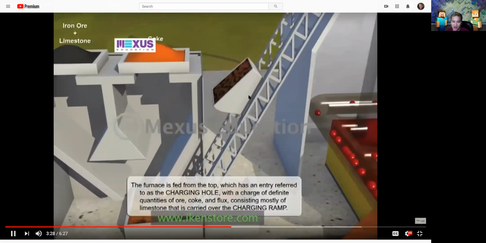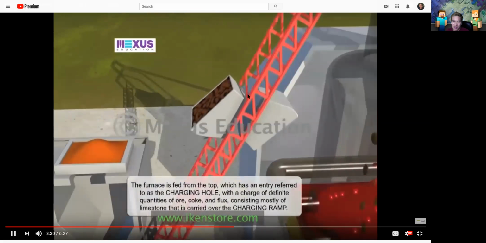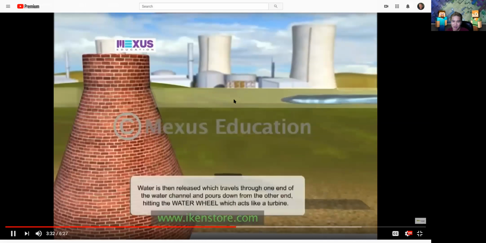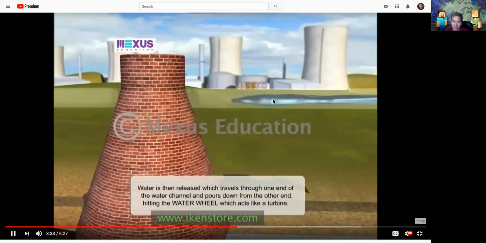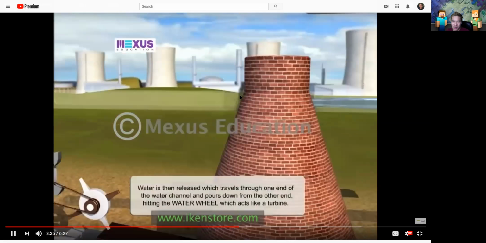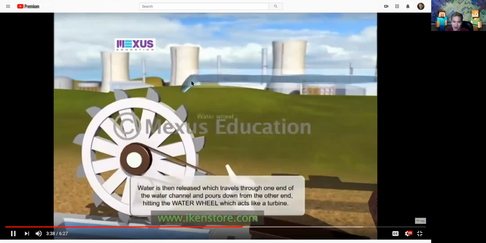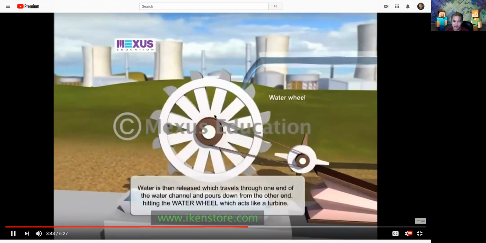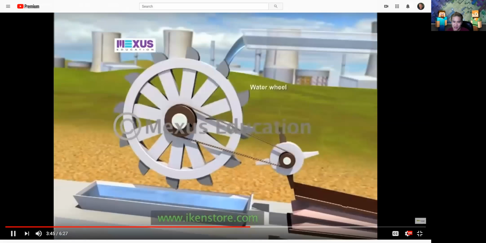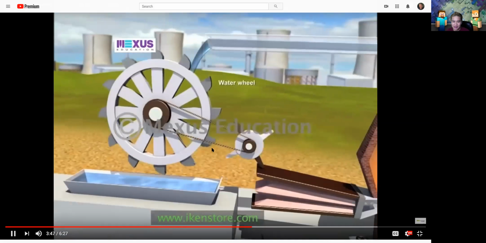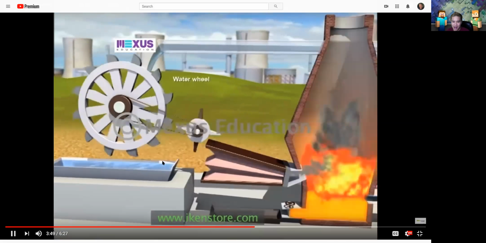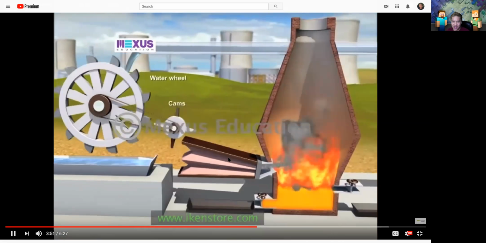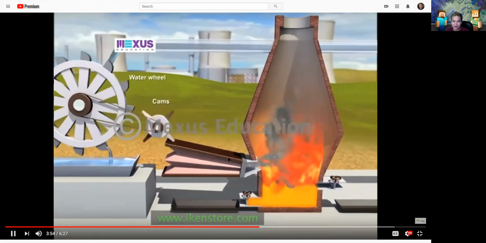And then this is the charging ramp. This is water. This is your water wheel. So this acts like a turbine.